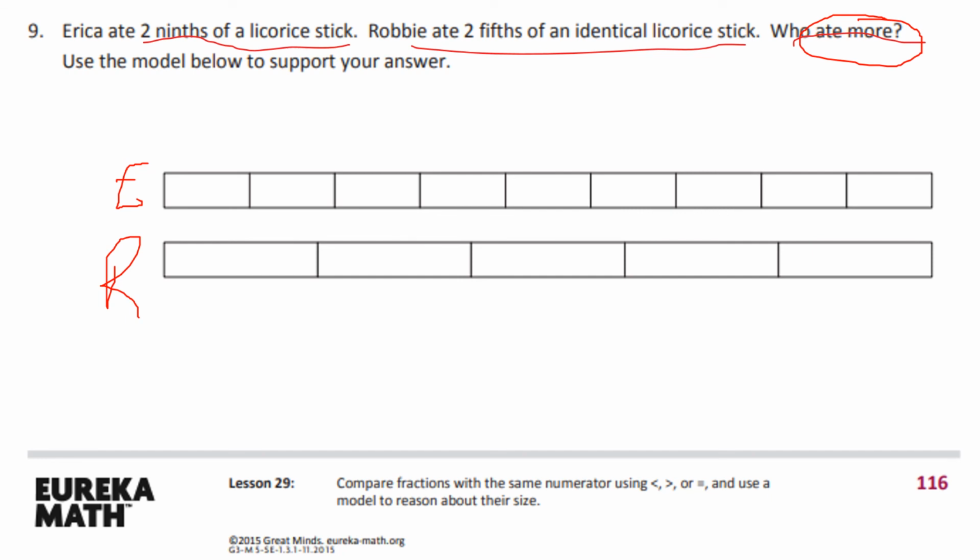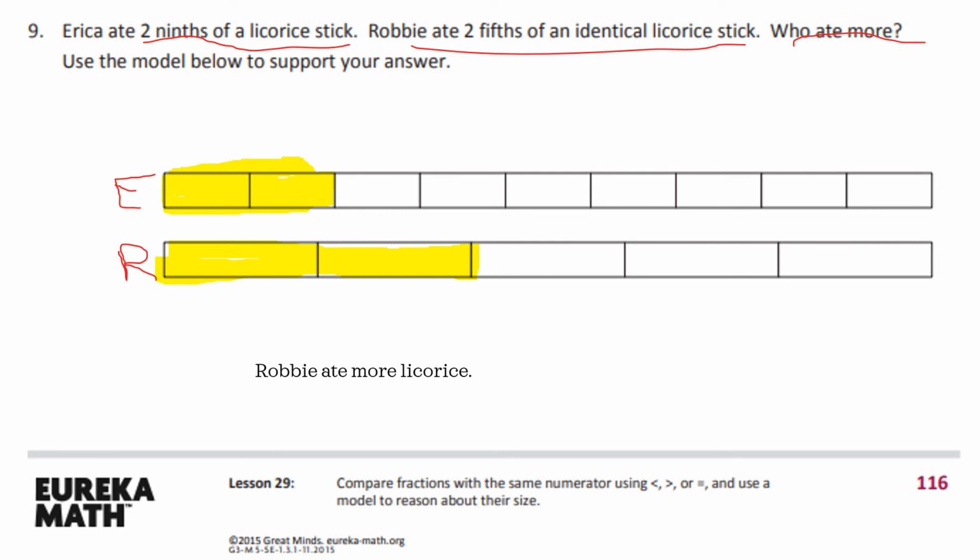All right, and I'm going to go over the answers now. So here's the answer. As you can see, I didn't highlight them in different colors this time because I also didn't underline them in different colors, but I did make sure I labeled my work, which is what you need to be doing. And you can see I highlighted Erica's 2/9 and Robbie's 2/5, and Robbie ate more licorice.